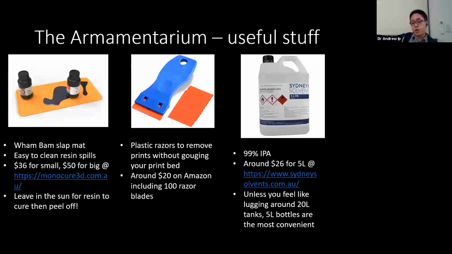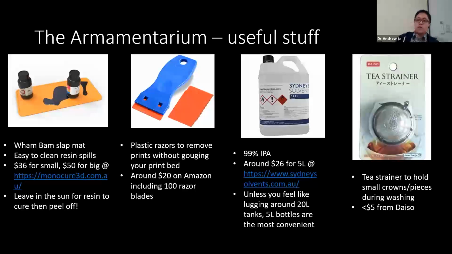You can get it in 20-liter canisters or tanks. I have done so. It is really hard to carry around a 20-liter tank, let alone your staff. Of course it is cheaper if you buy it in 20 liters, but honestly, if you're going to be cycling through your IPA, it's just easier to get the 5-liter bottles, and you're not really saving that much. That's what I would recommend. You can buy IPA from eBay, but you really don't know what you're going to get. So I'd recommend these guys, Sydney Solvents. They do deliver interstate as well.